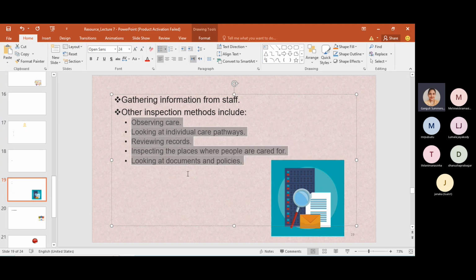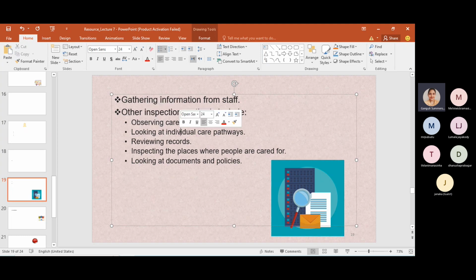Okay, so they can observe care. Observe care means they can wait for a certain period of time in the workplace and see how they provide care to their customers, how they provide services. The inspection team can wait several hours in the workplace and see how this company is providing care or services to their customers. So observing care means observing the service.